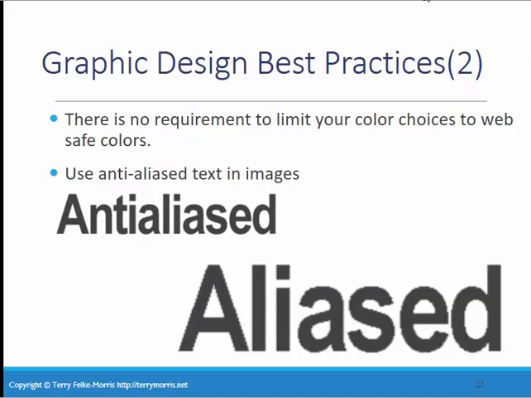Now, going back to what I was just talking about with the text, you can see in this image how smooth the anti-aliased text is. It's all nice and smooth. Then down at the bottom, you see the one that has been aliased. It really has jagged edges on it, and it doesn't look smooth. It looks like something's wrong with it.